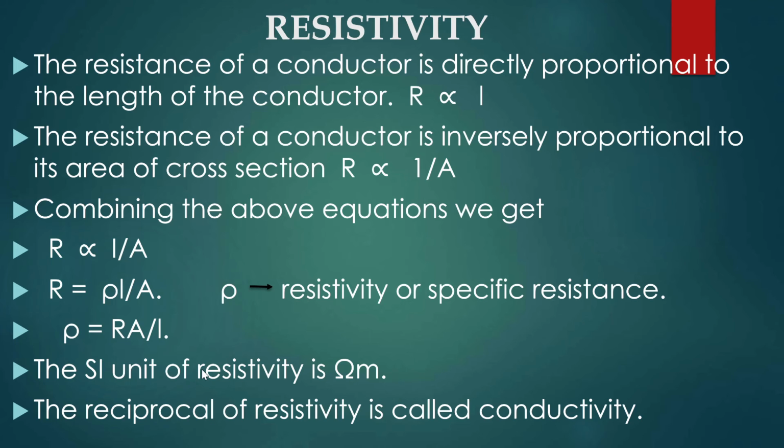And the SI unit of resistivity is ohm meter. We can get this unit from the formula also. We know the unit of resistance is ohm, the unit of area is square meters, and the unit of length is meters. So ohm meter square by meter. Square and meter get cancelled, thereby we'll have only ohm meter. So the SI unit of resistivity is ohm meter. The reciprocal of resistivity is called conductivity.